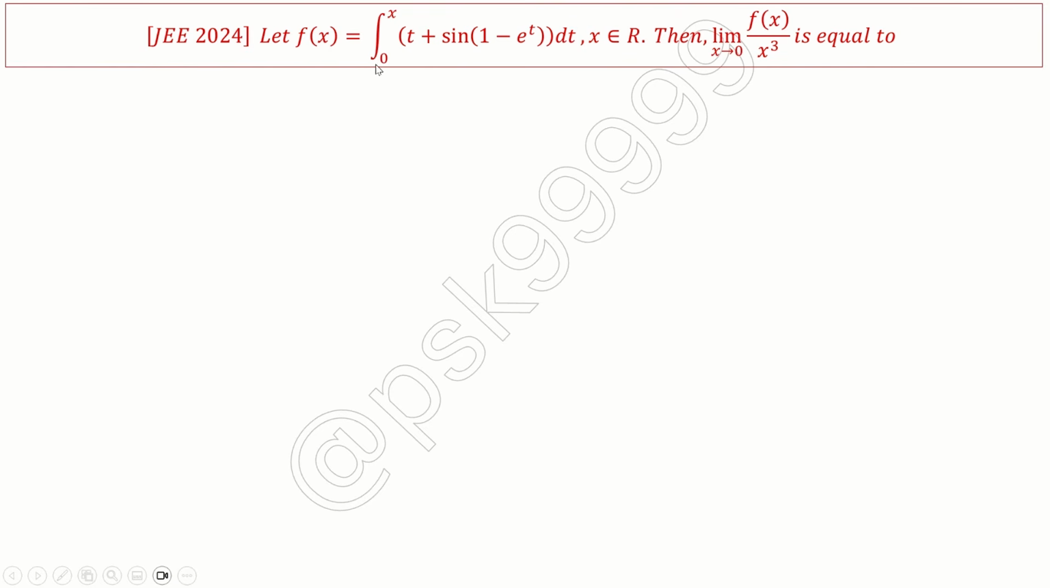F of 0 is nothing but the integral from 0 to 0. The integral from 0 to 0 you will always get 0 only. So numerator is 0, denominator is 0. So this is 0 by 0 form. So we will apply L'Hospital rule. Correct? If you apply L'Hospital, you have to differentiate the numerator and differentiate the denominator, right? So differentiation of integration is coming into picture.